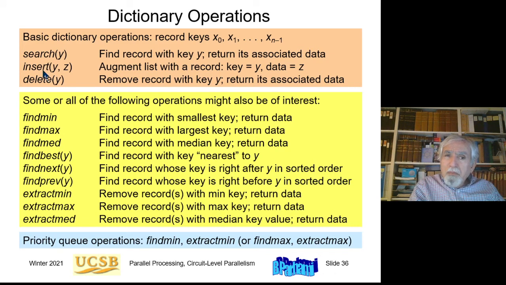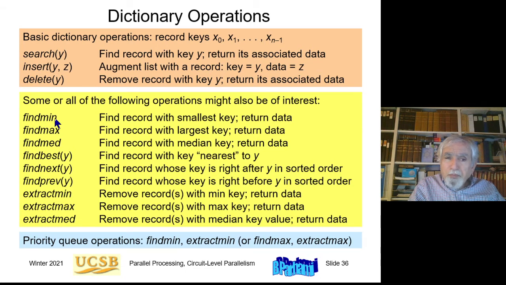Okay, we also want to be able to insert a record with key Y and data Z, put a new word in the dictionary along with its meaning. We also want to be able to delete an element from the dictionary when it becomes obsolete, no longer needed. These are the three basic dictionary operations: search, insert, and delete. In addition, depending on application, we may want to incorporate some of these other operations.